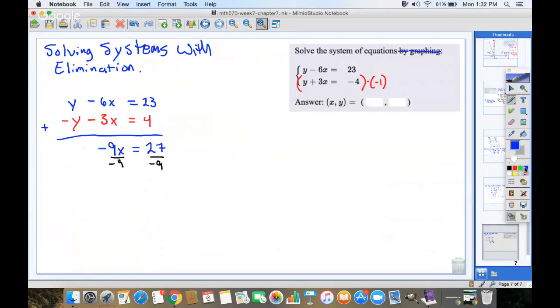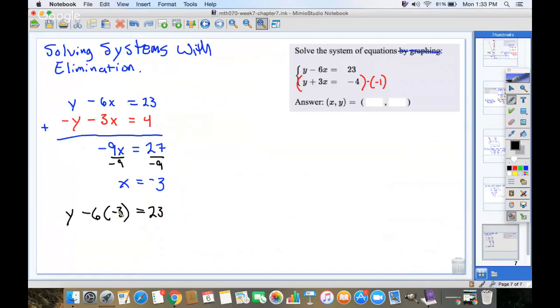And so then I believe that x should be, 9 goes into 27 3 times. Positive over negative is a negative. So I believe x is -3. To get y, after you've eliminated down to one variable, you just pick one of the equations and go back to it. So to get y, I would just plug into my original equation, maybe the top one, doesn't matter which, plug in the x value. So y minus 6 times -3 equals 23. Clean it up and solve.